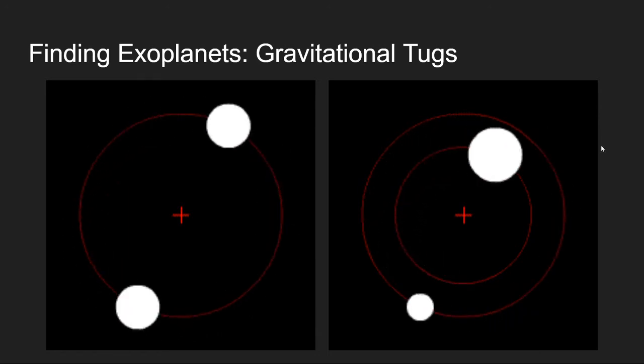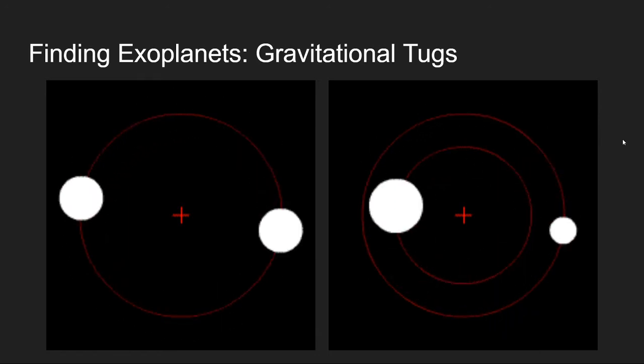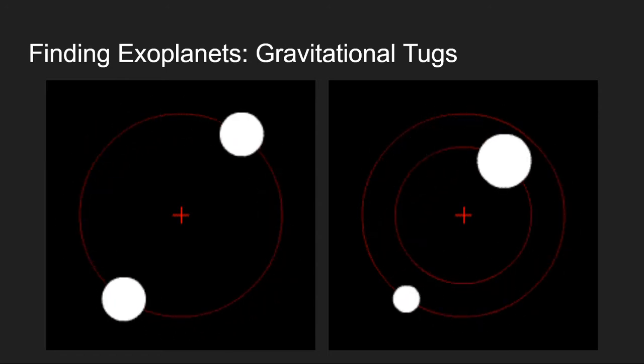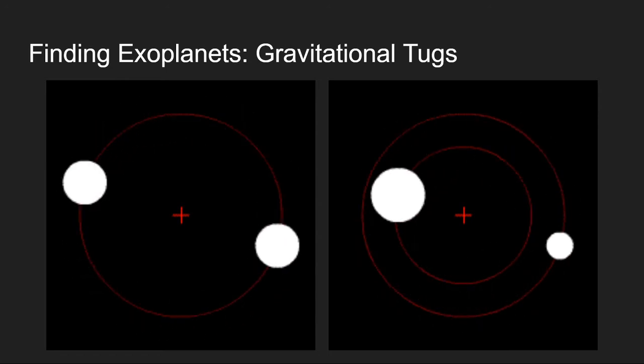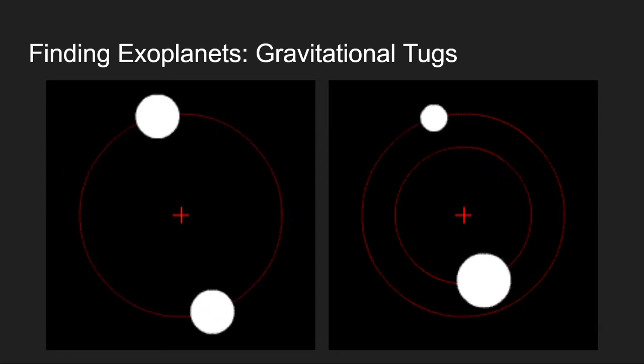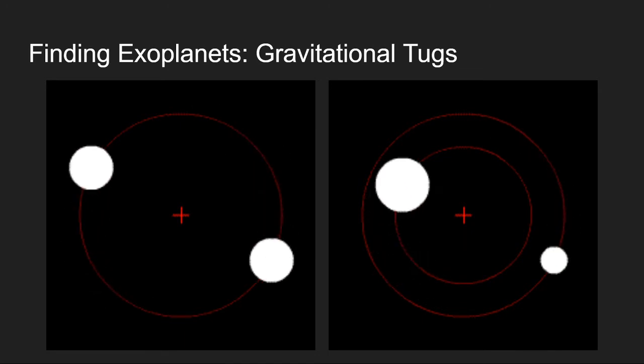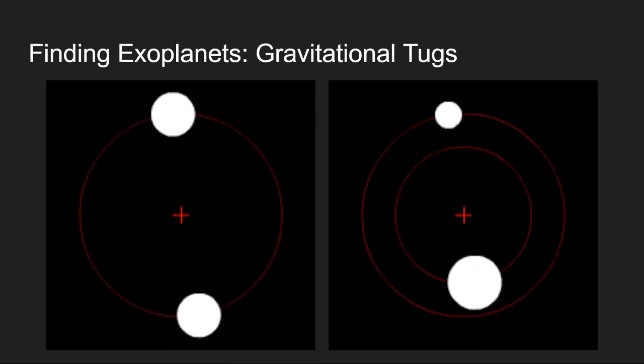Now, if we have a system instead that has one star, for example, that is a little bit more massive, then that balance point is going to sit a little bit closer to the bigger star. But we can see that both are still orbiting around that common center of mass.